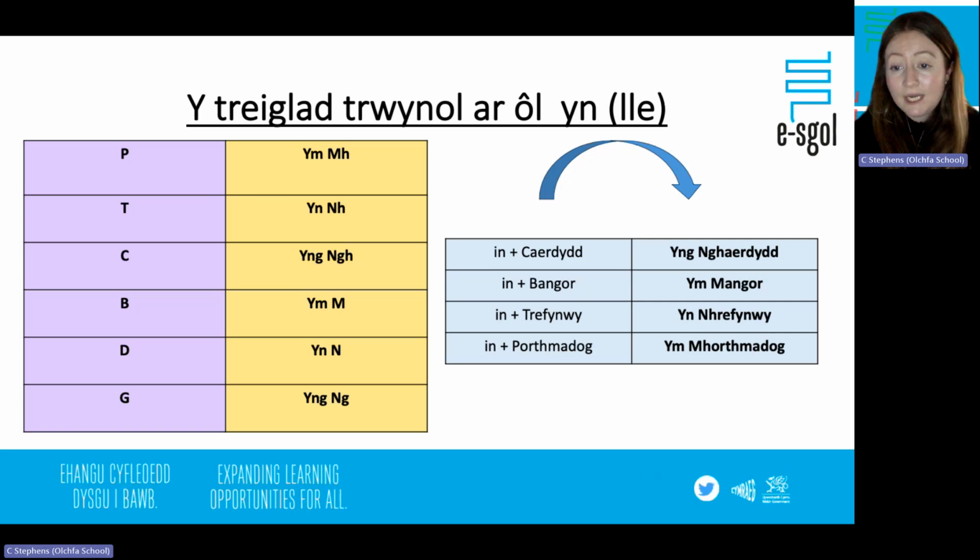Okay? Now, a really easy way for you to remember if you need yn or ym or yng is to look at the first couple of letters. So if you can see with Caerdydd, Nghaerdydd, an NG is the last letter of the yng and an NG is the first letter of Caerdydd in the new version. Same with Bangor, look. We're changing it to Mangor, and the last letter of the ym becomes an M, and then Mangor starts with an M as well. So they almost match up. So that's just a little tip for you on how you can check these.